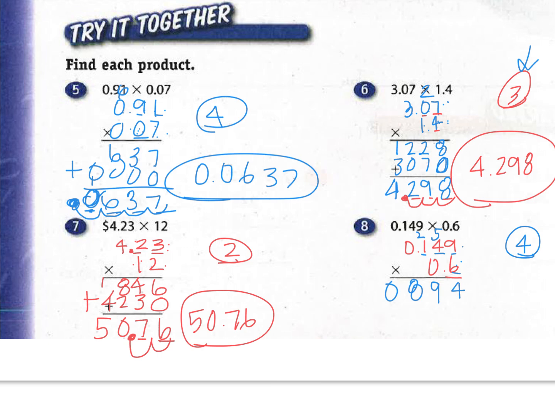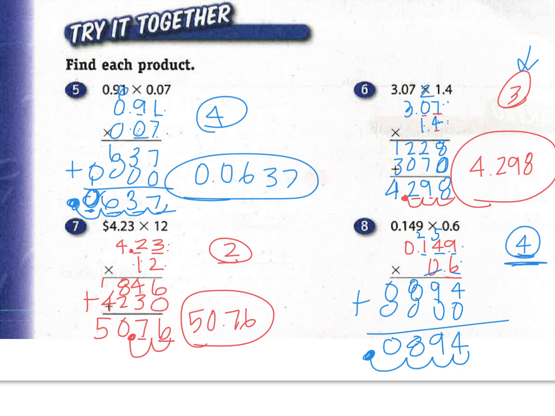So now we have all zeros, though, because 0 times 9 is 0, 0 times 4 is 0, 0 times 1 is 0. We can add those up. We get 894. But now we have to, and then we can put that 0 down there because that might help us with the decimal places. So we've got to go 4 places. 1, 2, 3, 4. So then our answer is 0.0894.